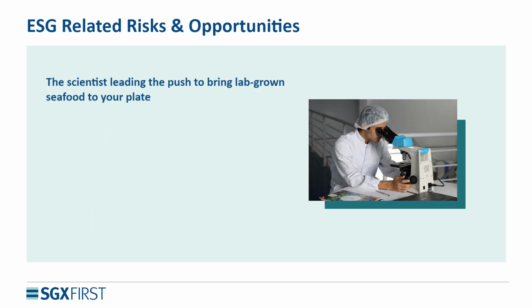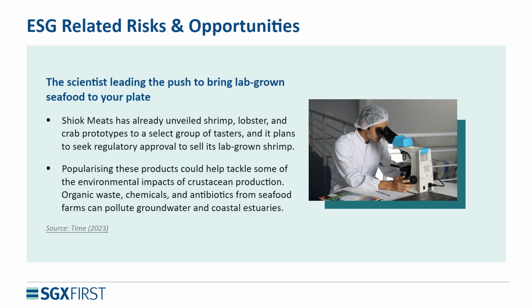The scientist leading the push to bring lab-grown seafood to your plate, Shiok Meats has already unveiled shrimp, lobster, and crab prototypes to a select group of tasters, and it plans to seek regulatory approval to sell its lab-grown shrimp. Popularizing these products could help tackle some of the environmental impacts of crustacean production. Organic waste, chemicals, and antibiotics from seafood farms can pollute groundwater and coastal estuaries.